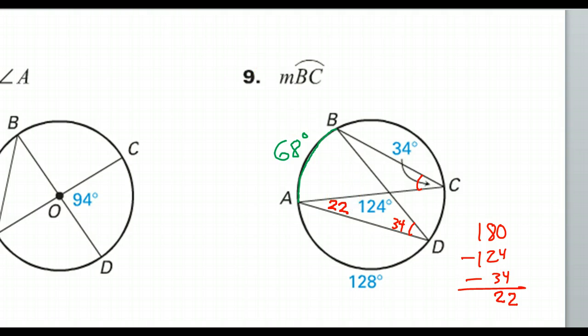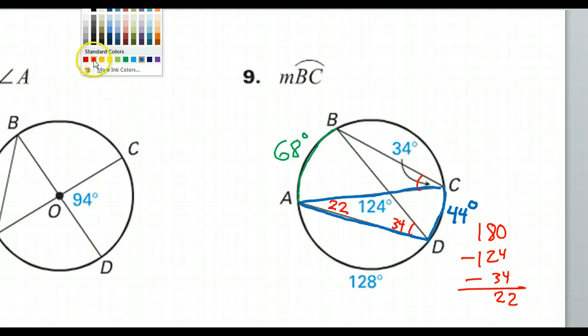Now, looking at the angle situation, this 22 degrees is this angle that goes right here. That means this arc that goes with it is going to be 44 degrees. So I've got yet another arc out of that. I just doubled it. Now I have all of the arcs except for the one that I was looking for.